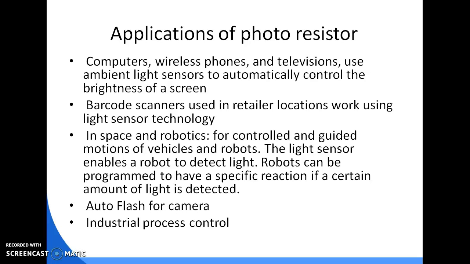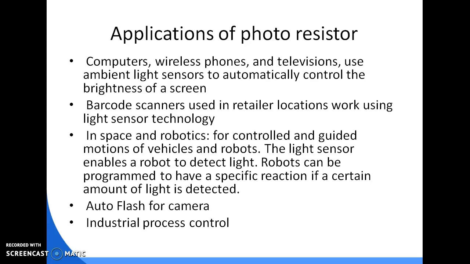Then the barcode scanner, which you use in retail shops for the billing of products, also uses this photoresistor. And in space and robotics, for controlled and guided motion of vehicles and robots, we are using photoresistors. The light sensor enables a robot to detect light. Robots can be programmed to have a specific reaction if a certain amount of light is detected.